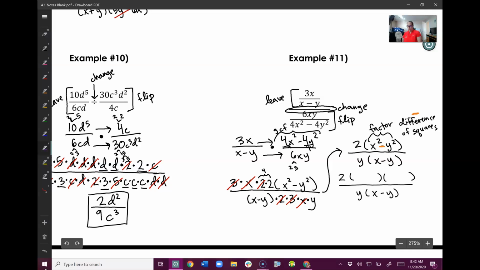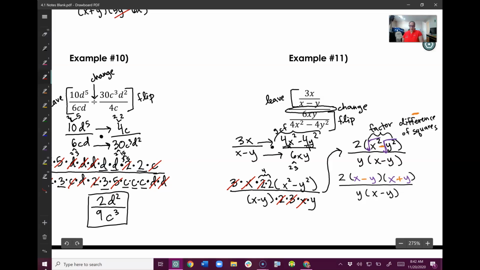You take the square root of the first one, which is square root of x squared is x, so put that in the first set. Then you take the square root of the second one, so square root of y squared is y. Put that down there. And then one sign will be a minus and one sign will be a plus. It doesn't really matter which one's first, just one of each. And that's how difference of squares always factors.